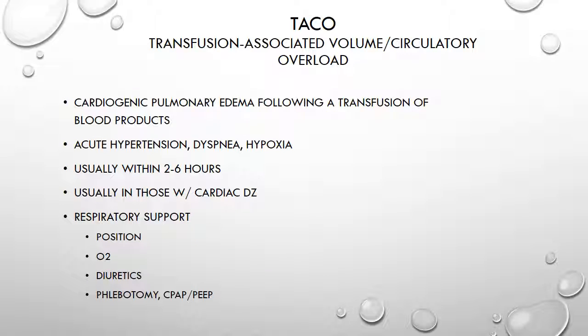The other transfusion-related pulmonary reaction is going to be referred to as TACO, transfusion-associated circulatory overload or volume overload. Basically, because of the blood transfusion, it is cardiogenic pulmonary edema following a transfusion of blood products. We usually see this within 2 to 6 hours of the transfusion of the blood products. They're going to get acute hypertension. They're going to get dyspneic and hypoxic. We're usually going to see TACO in patients with cardiac disease. So this is the circulatory overload specifically related to the blood.